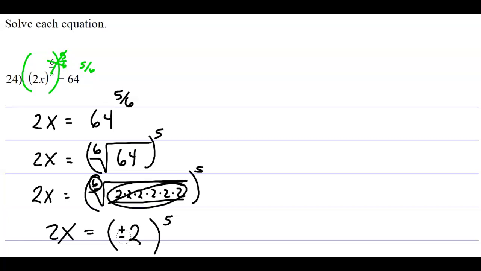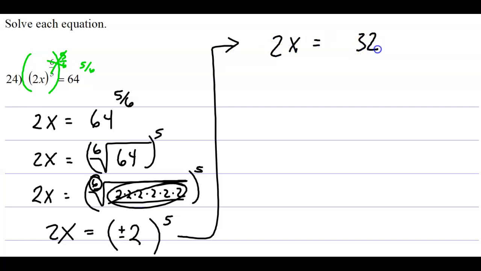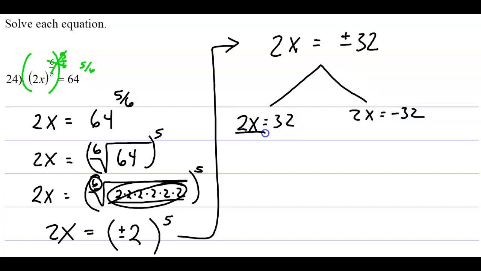So now we're going to raise it to the 5th power. And when you raise a positive 2 to the 5th power, you get 32. And when you raise a negative 2 to the 5th power, you get a negative 32. So now, since I really have 2 numbers over there on the right, a positive 32 and a negative 32, at this point we really need to write 2 separate equations. And we're going to solve both.